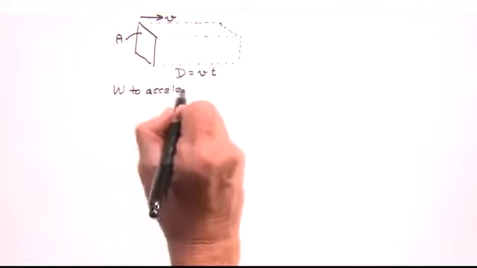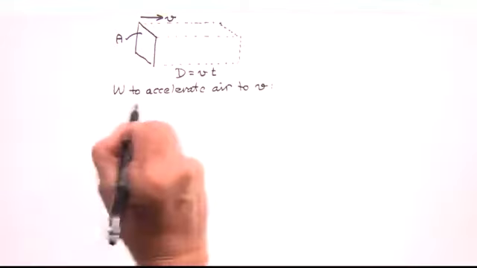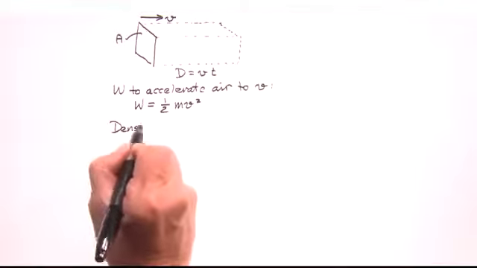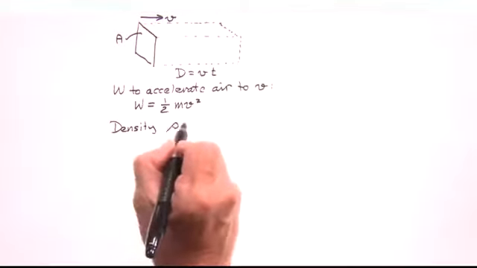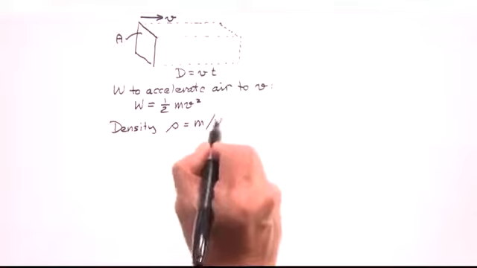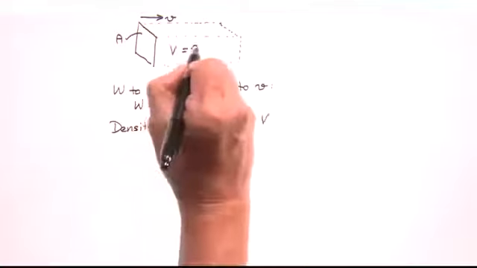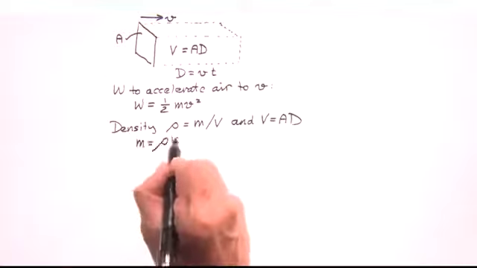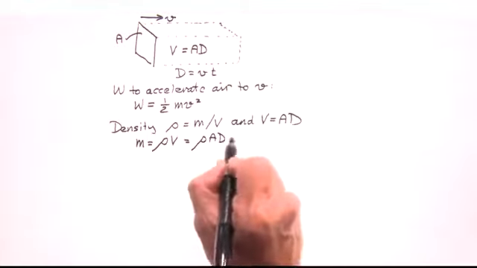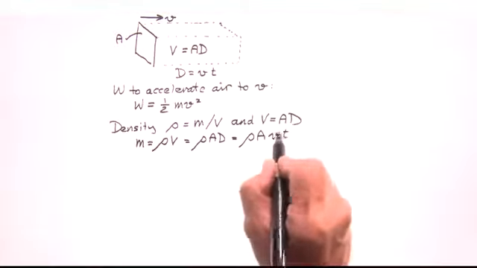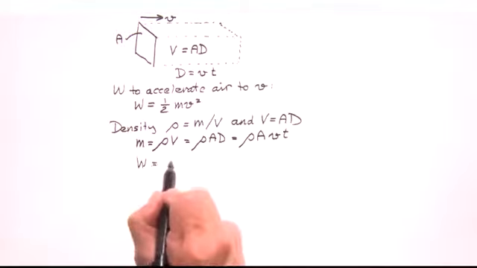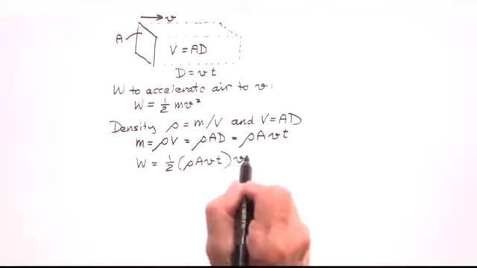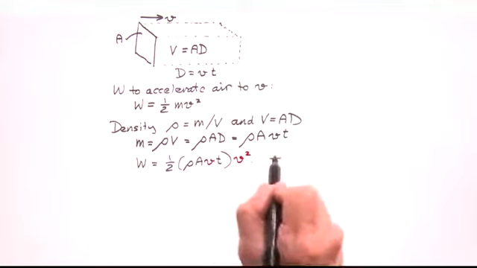So we have to do work on that air. The work is a half mv squared. Using the density, rho equals mass over volume, and the volume, Ad, we have mass equals rho Ad equals rho Avt. Substitute that for mass, and we have work equals half rho Atv cubed.